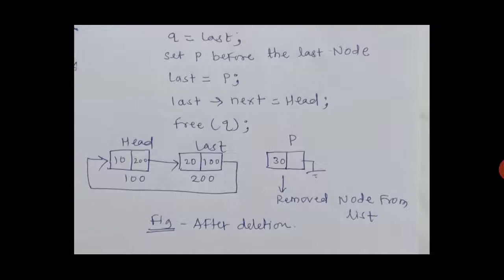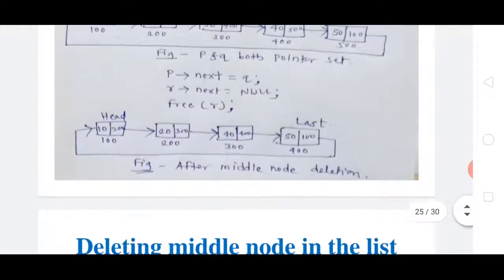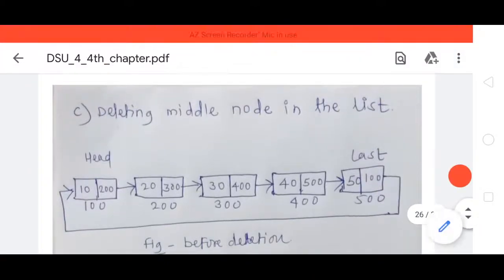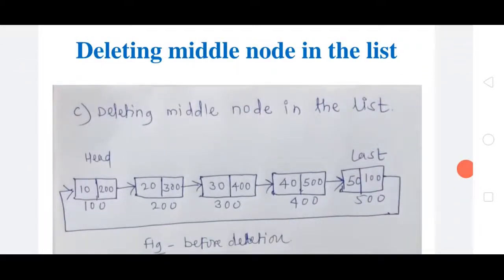The next statement is last is pointed to next is equal to head. Here the address of head is assigned to the last is pointed to next field. Then free the q. Free is an inbuilt function. When it is executed, the node is removed from the linked list. This is the figure after deletion. The next operation is deleting the middle node in the list.